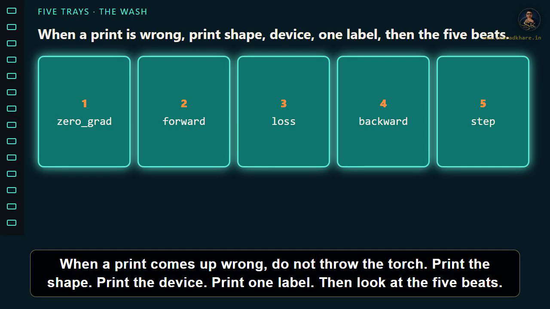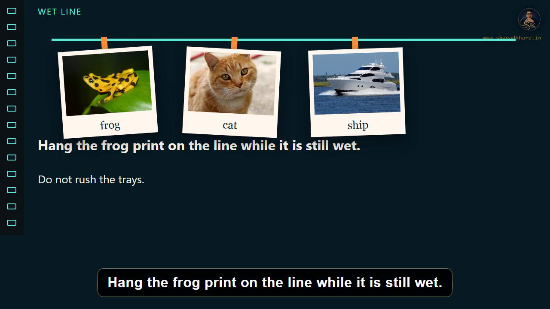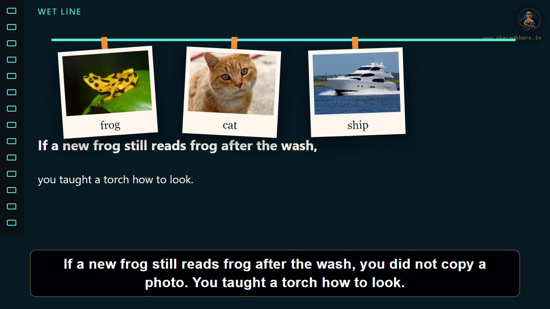When a print comes up wrong, do not throw the torch. Print the shape, print the device, print one label, then look at the 5 beats. Hang the frog print on the line while it is still wet. If a new frog still reads frog after the wash, you did not copy a photo. You taught a torch how to look.